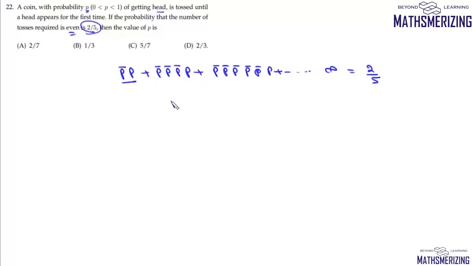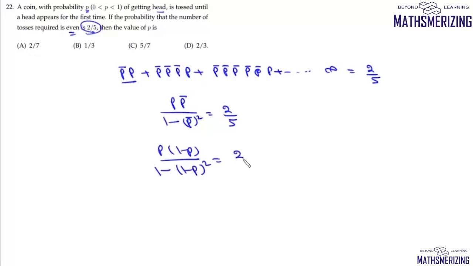So the sum of an infinite GP is P dash upon 1 minus the common ratio. Now what is the common ratio? Common ratio is P bar square, and this is equal to 2 by 5. Now we know that the complement of P is simply 1 minus P, and here it should be 1 minus P square upon 2 by 5. Now we'll use (a plus b)(a minus b). We'll get this as P upon (1 minus P)(2 minus P), and this is 2 by 5.